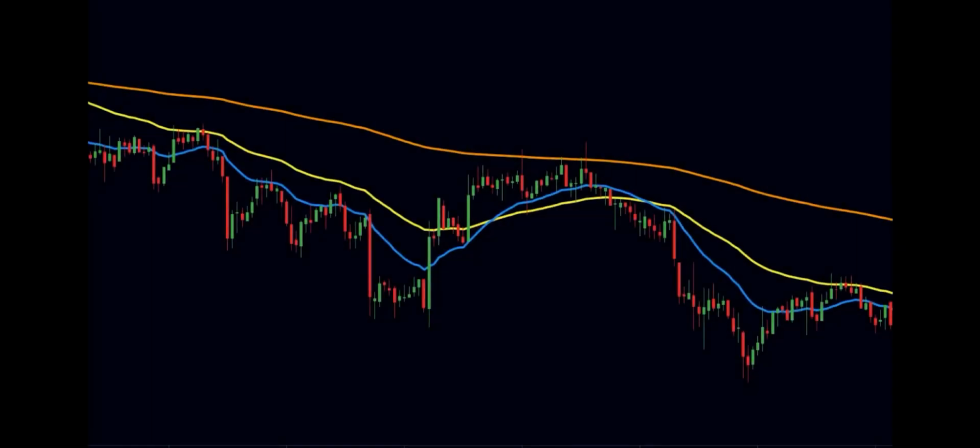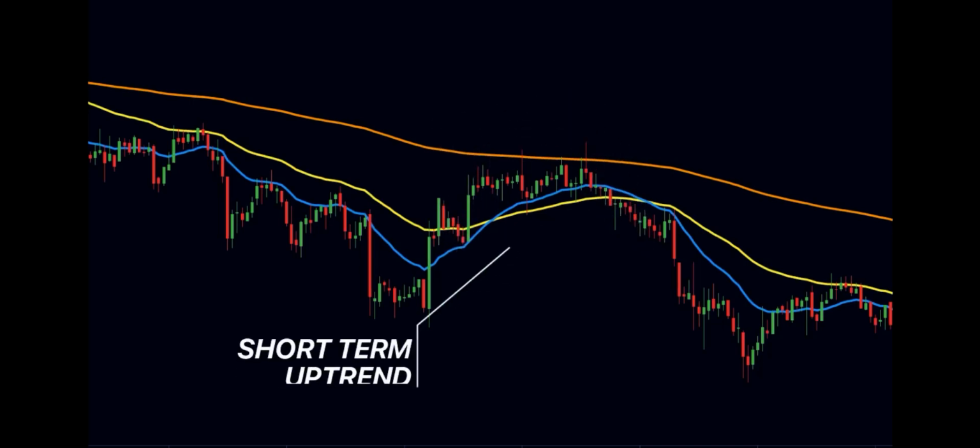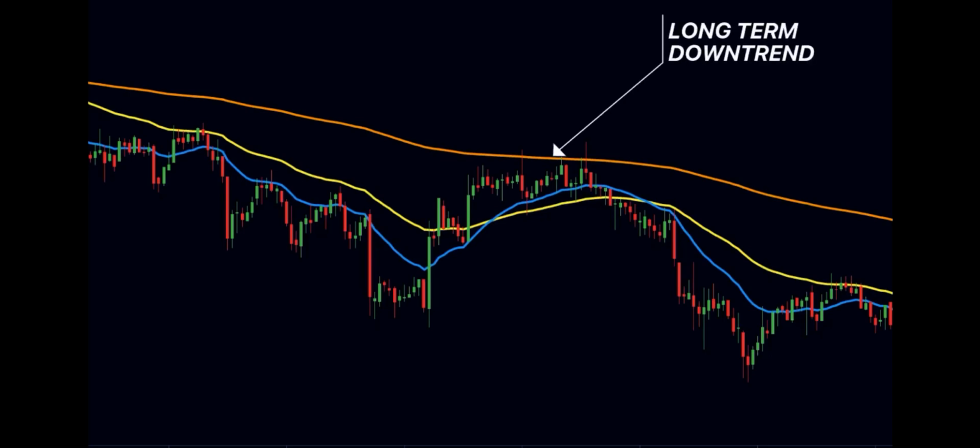For instance, here on this chart we have three moving averages: the 20, 50, and a 200-period moving average. Here we see that the 20 and 50 EMA are sloped upwards and the price is above them. Hence we can say that the price is in a short-term uptrend. But the price is below the 200-period EMA, and the 200 EMA is sloped downwards. Hence, we can say that the long-term trend is downwards. So the price is in a short-term uptrend and a long-term downtrend.